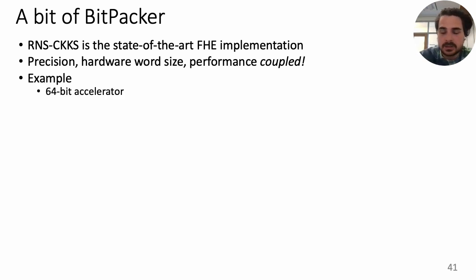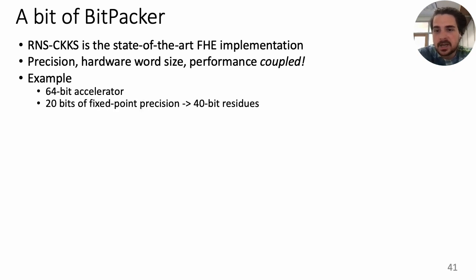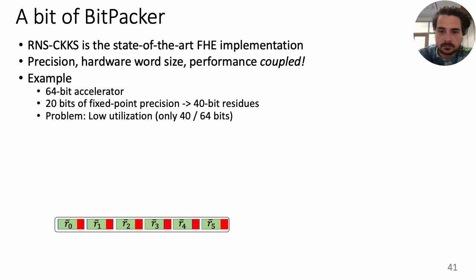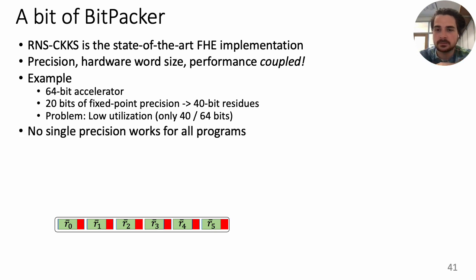So let's illustrate this with an example. Say we have a 64-bit word size accelerator, and say that we have an application that requires 20 bits of fixed point precision. In RNS-CKKS, we want the residues to be roughly 20 bits wider than the precision we are targeting. Thus, we'll have 40-bit residues. The issue here is that we're only using 40 out of 64 bits of the accelerator. Not ideal. We see the portion of the data path that's not used in red. This is especially bad when we remember that Crater Lake's performance is bound by the power of its multipliers.